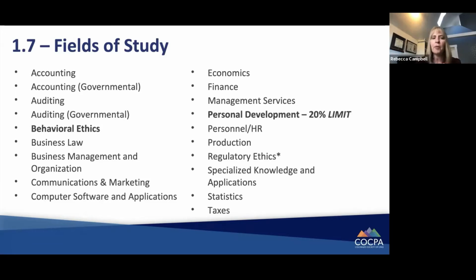So let me give you an example, because there is an example actually here in the fields of study. The State Board incorporated the NASBA AICPA CPE fields of study. In the fields of study, it says that behavioral ethics is actually personal development. The State Board of Accountancy rules say ethics is ethics. So when you take an ethics course, it doesn't go towards that 20% limit you have on personal development. So that's just an example where, when the rules conflict, the State Board rules apply.